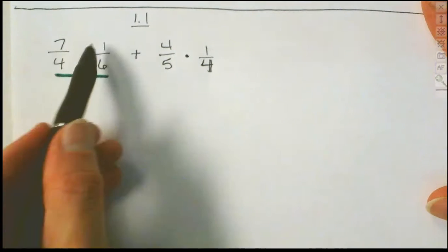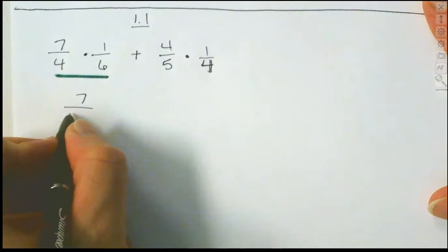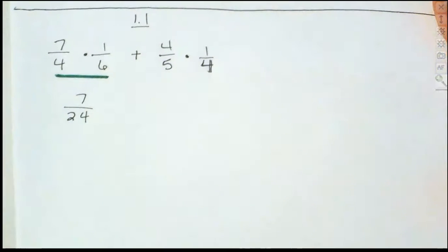So we simply multiply across. So we've got 7 times 1, that's a 7. And 4 times the 6, well, 4 times 6 makes it then 24.